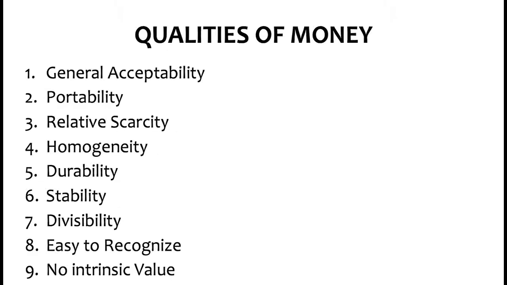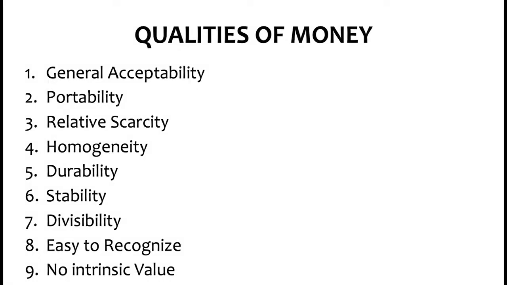Number eight, must be easily recognized. Once you see money, you should know that it is money. That's why if you give it to anybody, whether he has gone to school or not, he has the reasoning to know that this is money. It must be easily recognizable by everybody. Whether it is a child, as far as it is money, he should be able to know that this is not ordinary paper, but it is money. Then the last one, no intrinsic value.